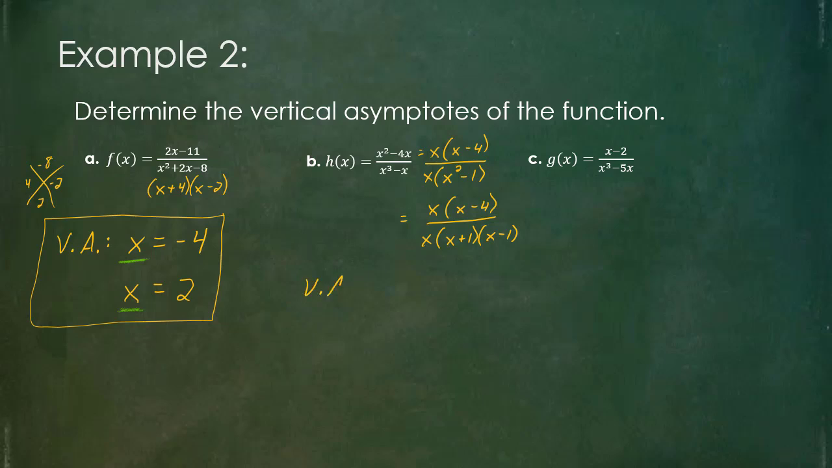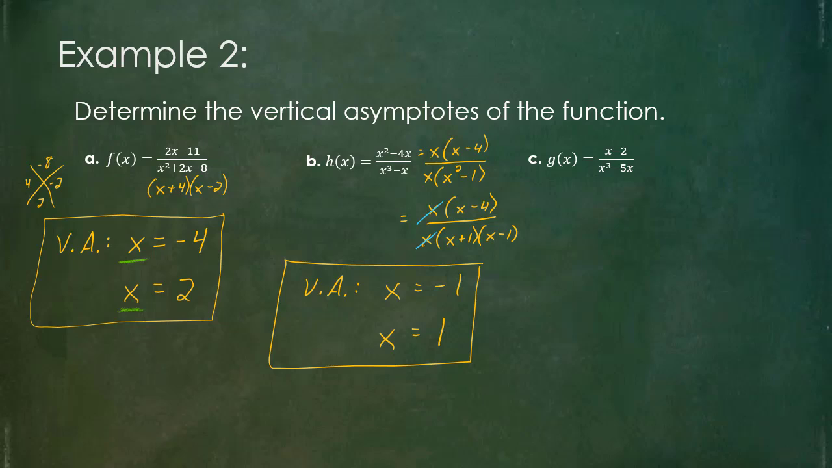But my vertical asymptotes will only come from the factors that are not in common. Well, the x that's on top and bottom technically would cancel out, so the only remaining factors, x plus 1 and x minus 1, are the ones I actually set equal to 0. So the first one, if I set equal to 0, I'd get x equals negative 1. Second one, if I set it equal to 0, I get x equals positive 1. And those would be my two vertical asymptotes.